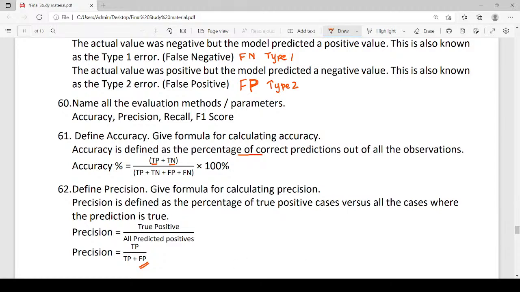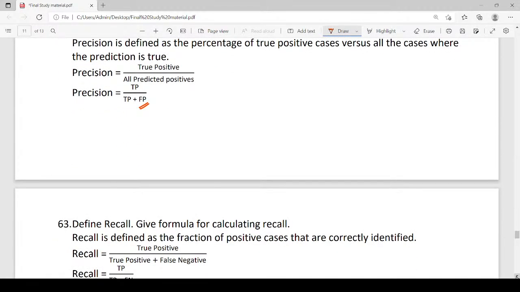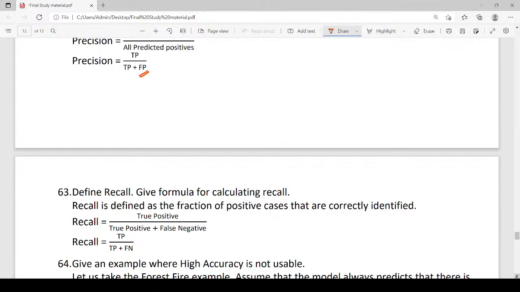The next one, define recall. And what is the formula for calculating recall? Recall is defined as the fraction of positive cases that are correctly identified. So you write only the reality, where the reality is yes in the confusion matrix. So you will take into consideration TP and FN. So recall's formula would be TP by TP plus FN.